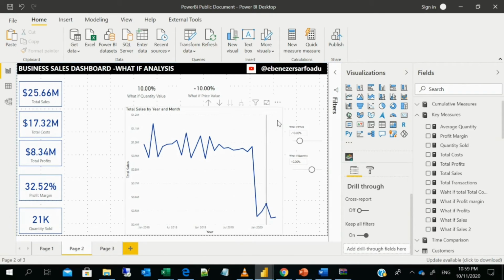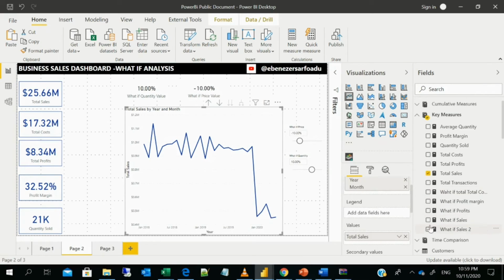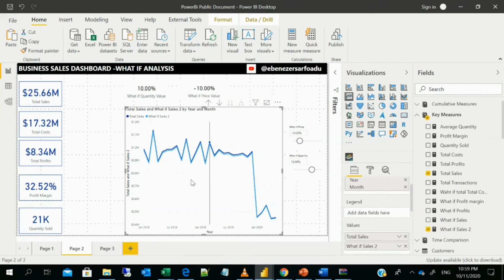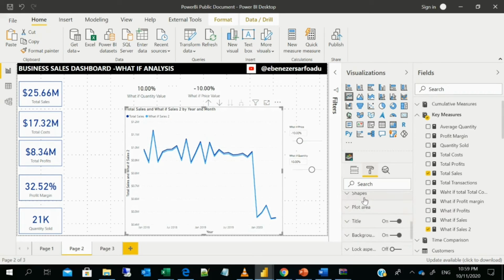What will happen? So let me bring in the what if sales. So let's look at the what if sales. So this is the position. If we reduce our price by 10% and there is a corresponding 10% increase in quantity, then this will be the picture. Let me probably dash the what if scenario so as you can see the difference between the what if scenario and the actual sales.